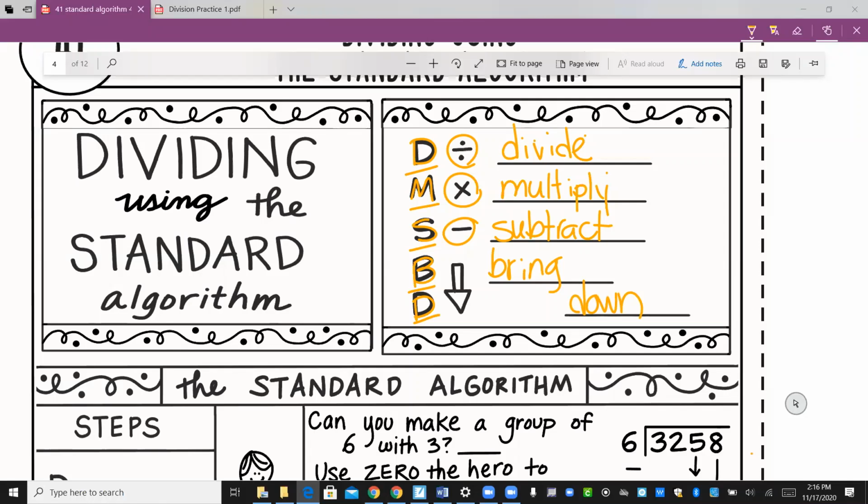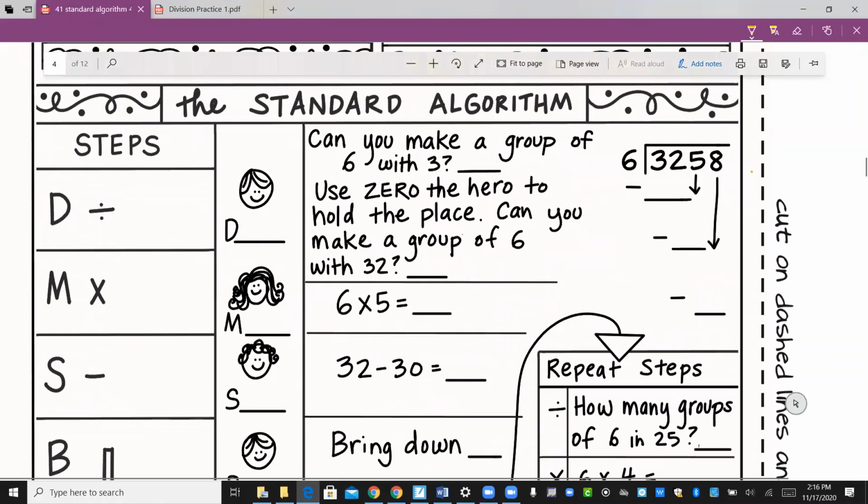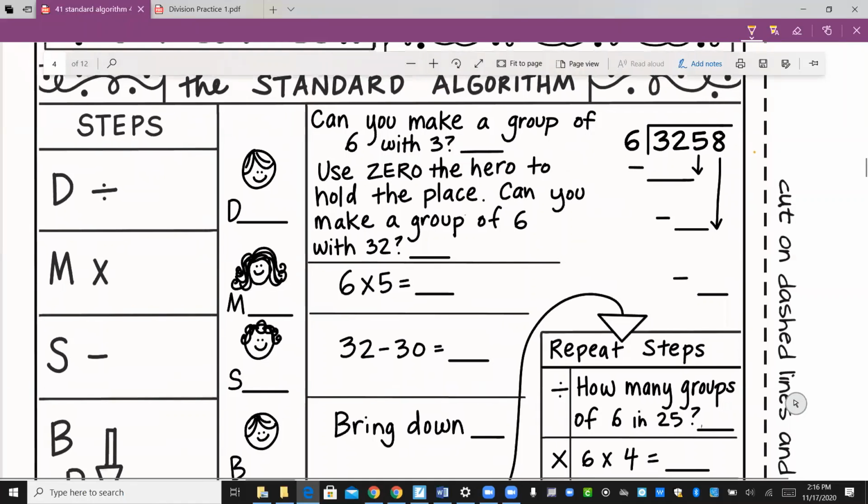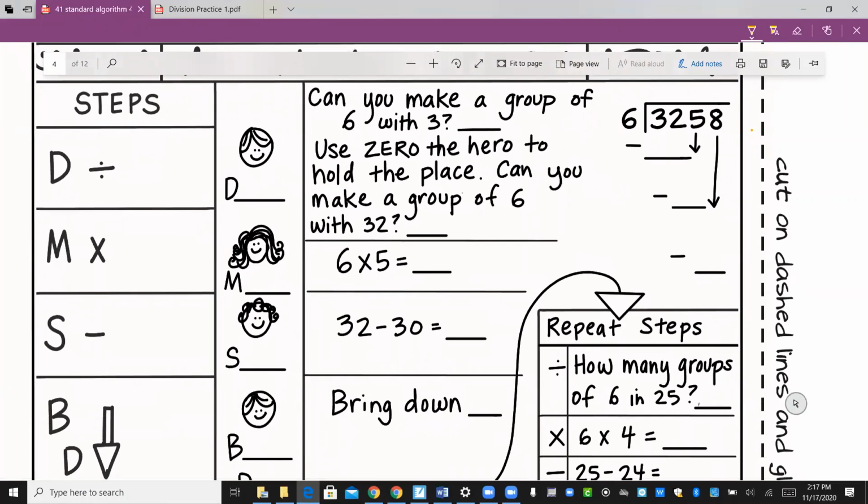So do we need to bring down a number to continue dividing, or do we need to bring a number up to count it as a remainder, as something that doesn't fit into an equal group, depending on how many groups we're making? All right. So looking at your steps, the standard algorithm is divide, multiply, subtract, and bring down. We're going to take a look at your example that is included in your notes.